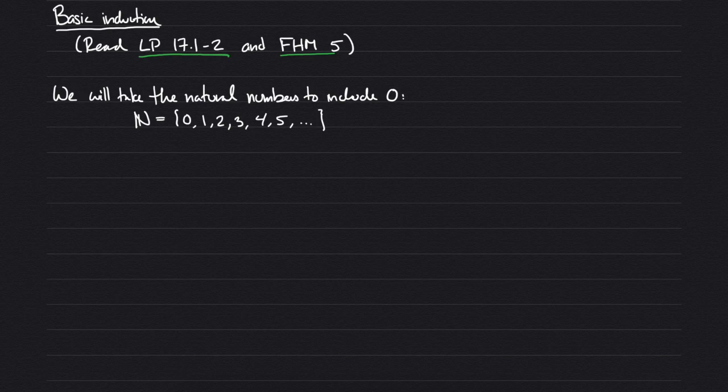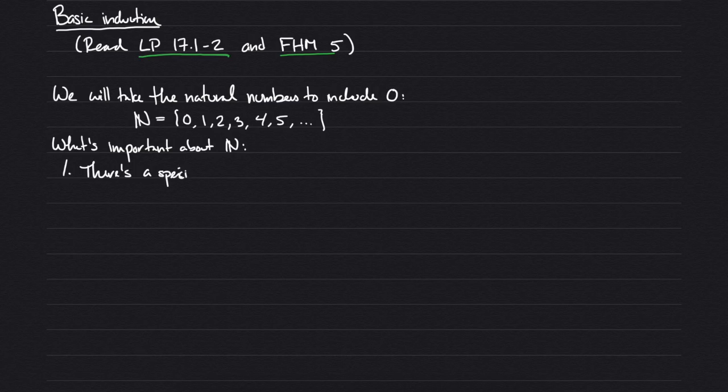Okay, so let's talk about the properties of the natural numbers. What's important about N, the natural numbers, is the following. So there's a special element, first of all. We have a special element, and that's 0. So we have this special first element that's kind of starting us off. So the first element.